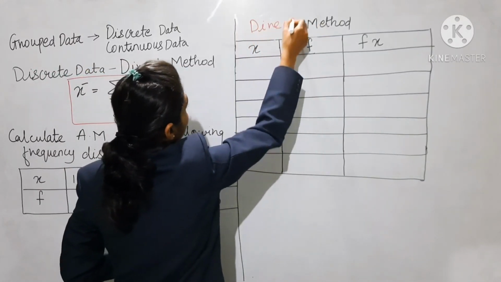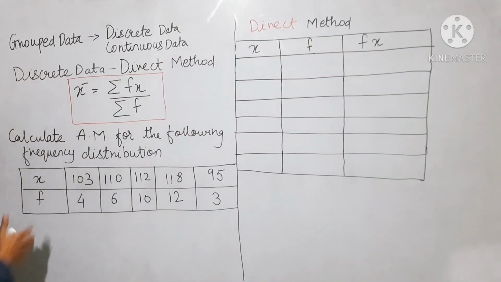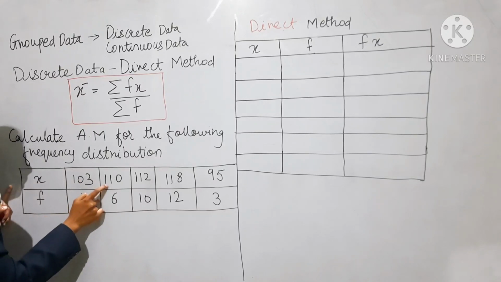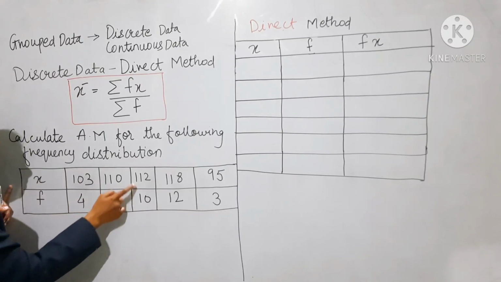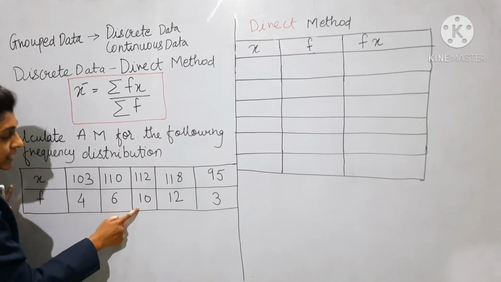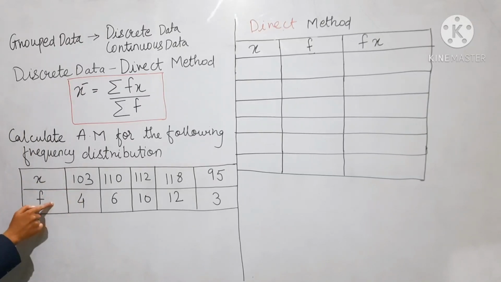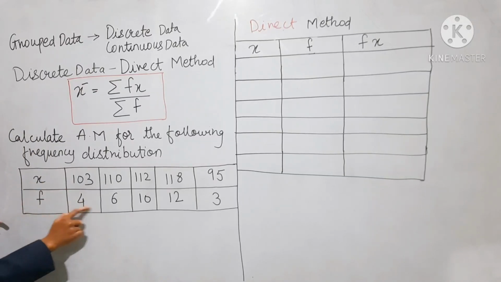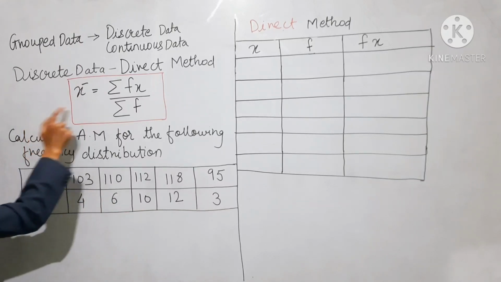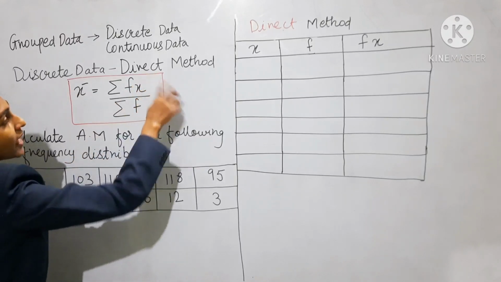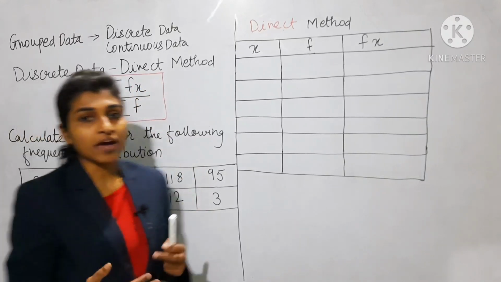Okay, for discrete data, discrete data means what? See, this is the example, discrete data: observation, and in front of observation there is frequency. So 110, the frequency is 6, 112, frequency is 10. So this is called discrete data. One observation and in front of the observation there is frequency. So for discrete data, to find arithmetic mean by direct method and by deviation method, each method has a formula.